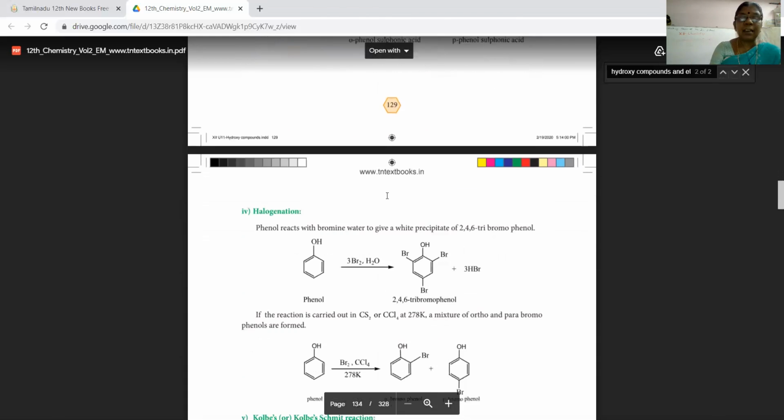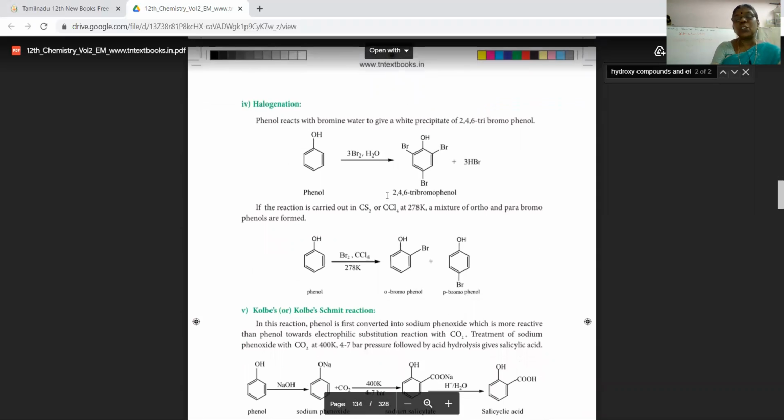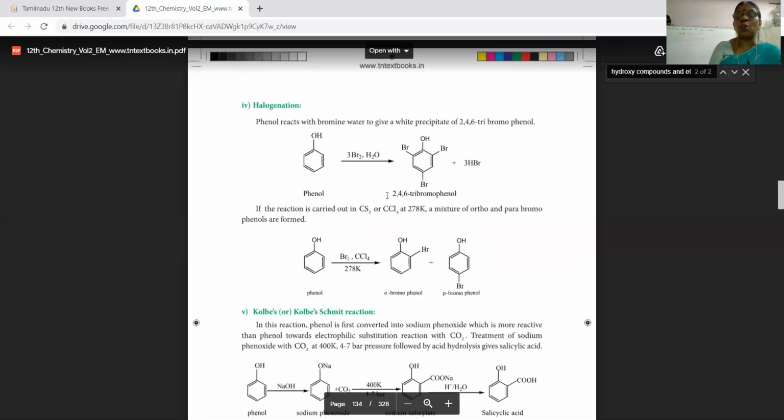Next, we will pass on to the other reaction that is called halogenation, that is addition of halogens. Phenol reacts with bromine water to give a white precipitate, and that white precipitate is nothing but 2,4,6-tribromophenol. That is in the second position, fourth position, and the sixth position, the bromine elements are substituted there.